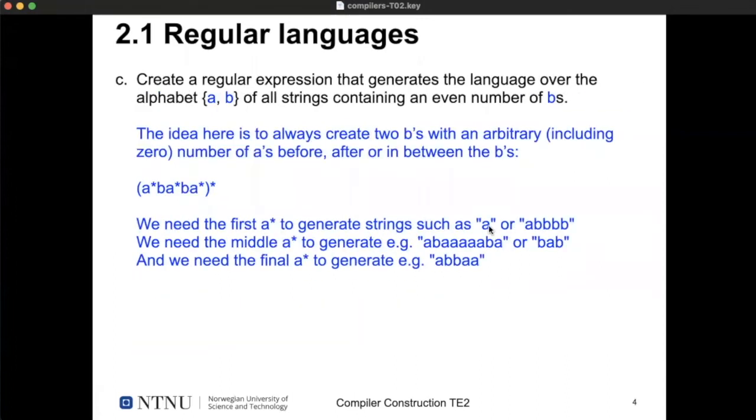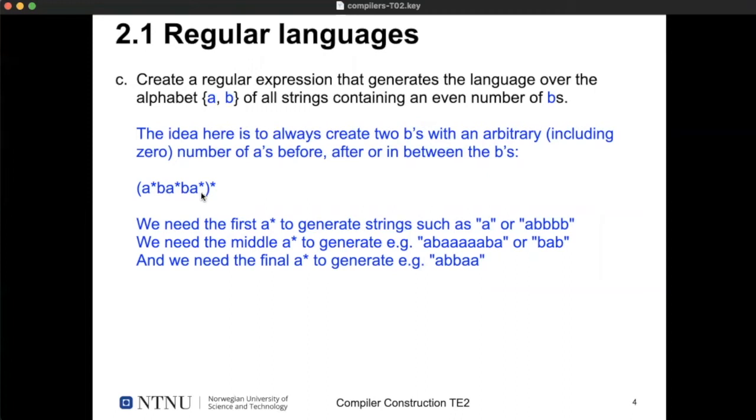Oops, sorry, that was a typo. That should be ABB. Too many typos, sorry. Then we have a B, then we have another arbitrary number of As, another B, and then another arbitrary number of As. And we take the Kleene closure of this so we can repeat whatever is inside these brackets, this pattern here, many times. And of course, for every repetition, the number of As can be different.